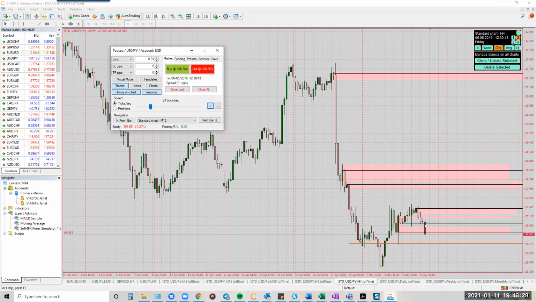Okay, let's see what it's doing here. Slow it down just a tad. So now it actually does look like it's going to reject off of that key line. Let's see if it gets to 1 o'clock. We want to see what the next 4 hour candle is going to show up. I'm going to keep next bar until this candle closes.